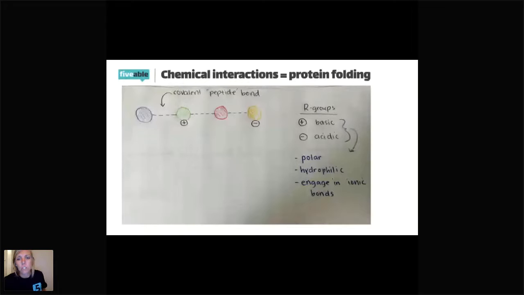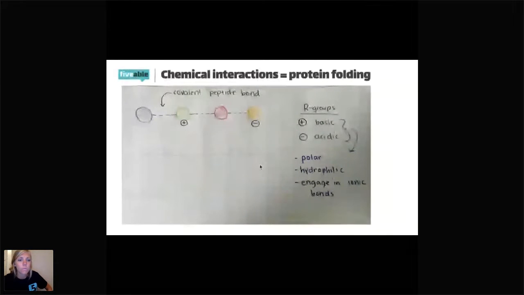I wrote a couple other things too. If you're acidic and basic, you're also going to be polar, obviously, which means you're going to interact with other charged things. You're going to like water, right? And you're going to engage in ionic bonds with one another. So this positive and negative charge would interact.